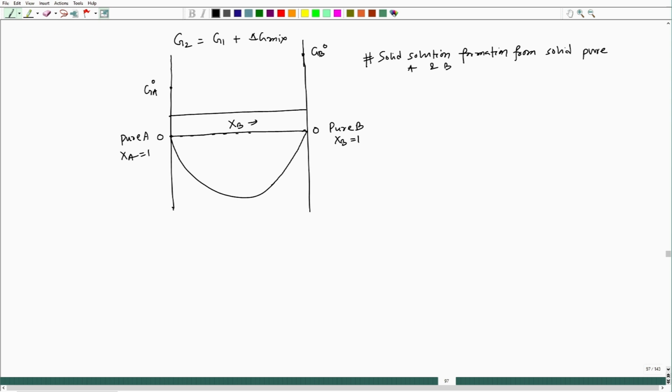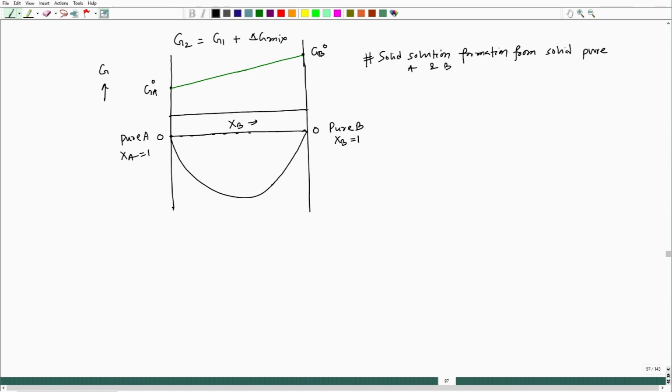So, this is some arbitrary value of G, and let us say these are the values of G A naught and G B naught. Now, if I want to find out what G 1 is, G 1 is a straight line connecting these two points, and this axis is G.